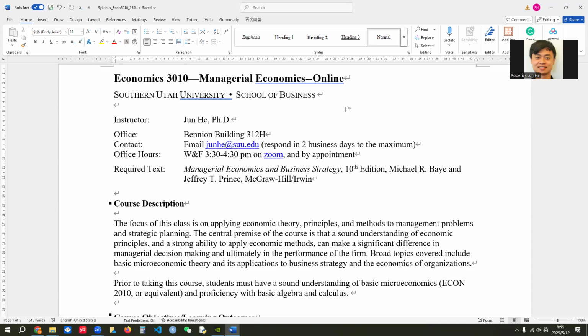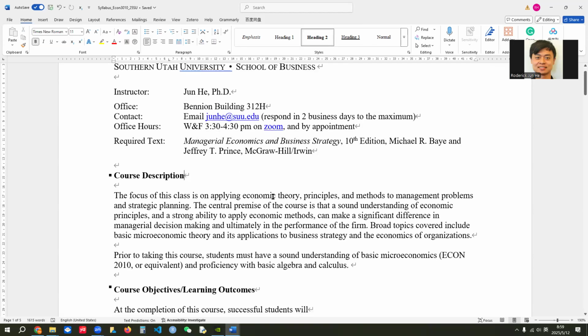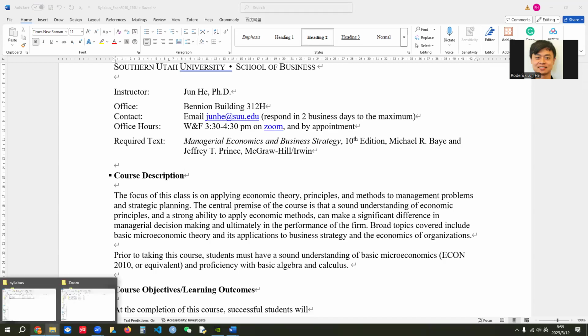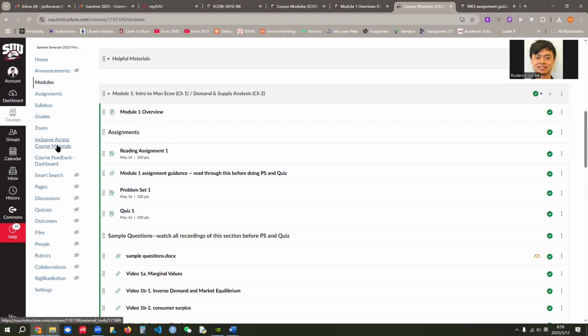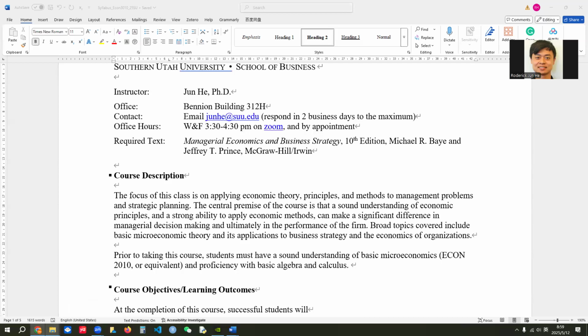This rule applies to me and to the TA. I'm going to hold my office hours on Zoom Wednesday and Friday, 3:30 to 4:30 p.m., or by appointment. And the required text is this. You don't have to worry too much about the information because it has been embedded into Canvas as inclusive access, which is right here. It is required because we're going to utilize Connect, which is a learning platform where you're going to do all your assignments.